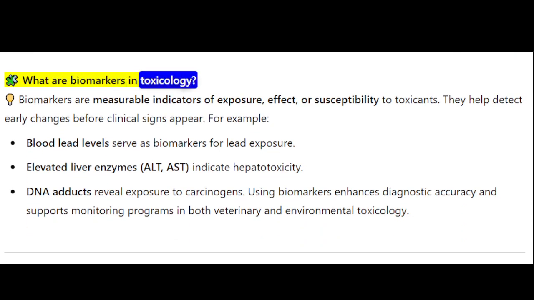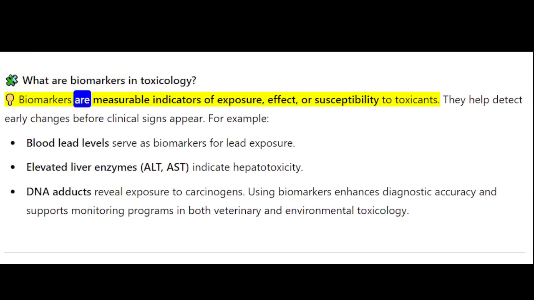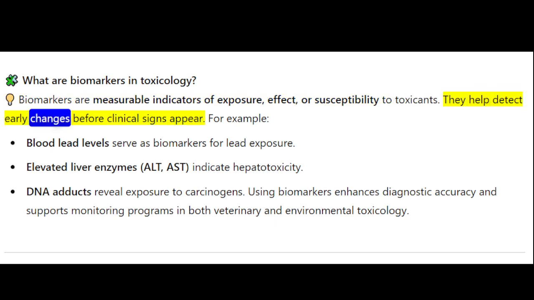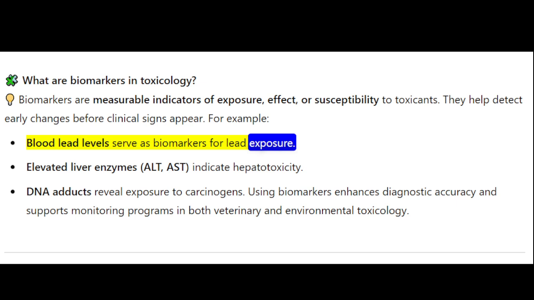What are biomarkers in toxicology? Biomarkers are measurable indicators of exposure, effect, or susceptibility to toxicants. They help detect early changes before clinical signs appear. For example, blood lead levels serve as biomarkers for lead exposure.